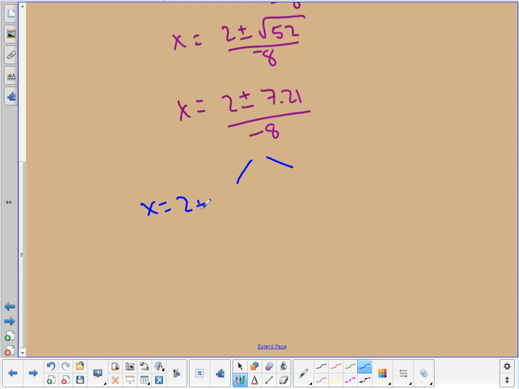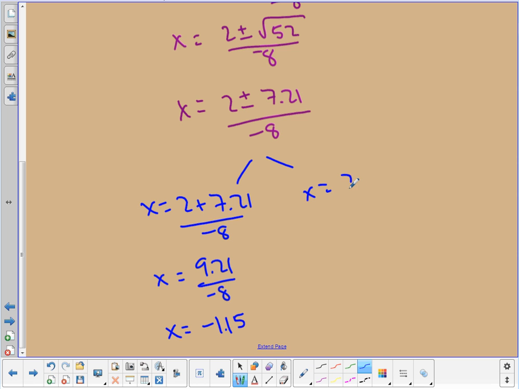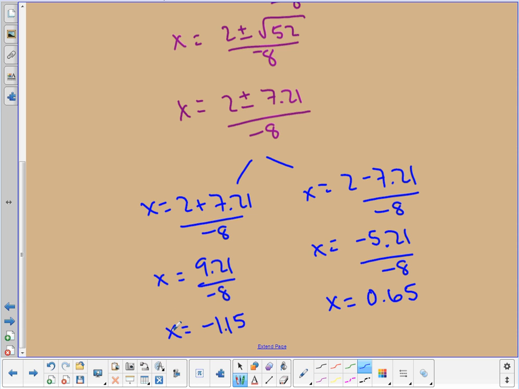Now I'm ready to split it into 2 places. X is equal to 2 plus 7.21 over negative 8. That's x equals 9.21 over negative 8. That's x equals negative 1.15. Over here, x equals 2 minus 7.21 all over negative 8. That's x equals negative 5.21 all over negative 8. And I end up with x equals a positive 0.65. So 2 solutions there, x equals negative 1.15 and x equals 0.65.